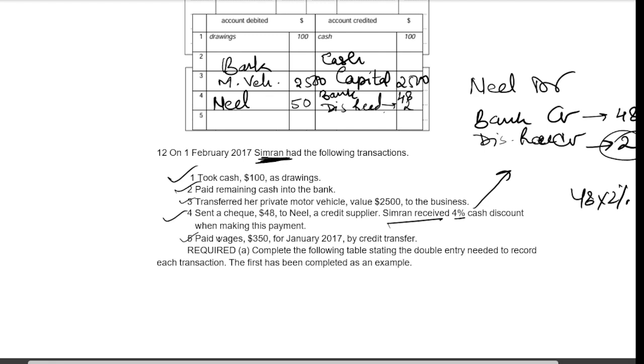Okay, next is paid wages by credit transfer. Again credit transfer is there. See, I explained credit transfer in the previous question. Credit transfer means when you transfer money from one bank to another. Okay, so wages 350, and bank also 350. Okay, I hope you're getting this one.